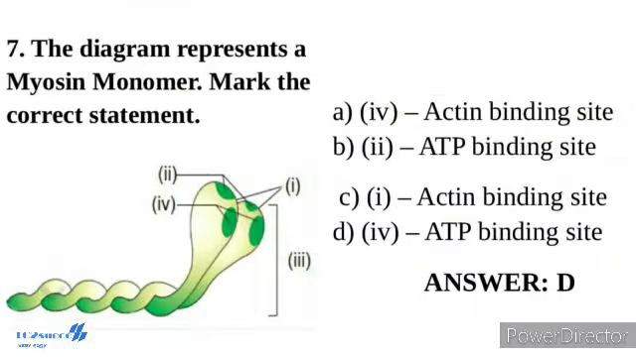Question number 7. The diagram represents a myosin monomer. Mark the correct statement. Shown the diagram on myosin monomer. Each actin filament is made of two F-actin helically wound to each other. Each F-actin is a polymer of monomeric G-actin.